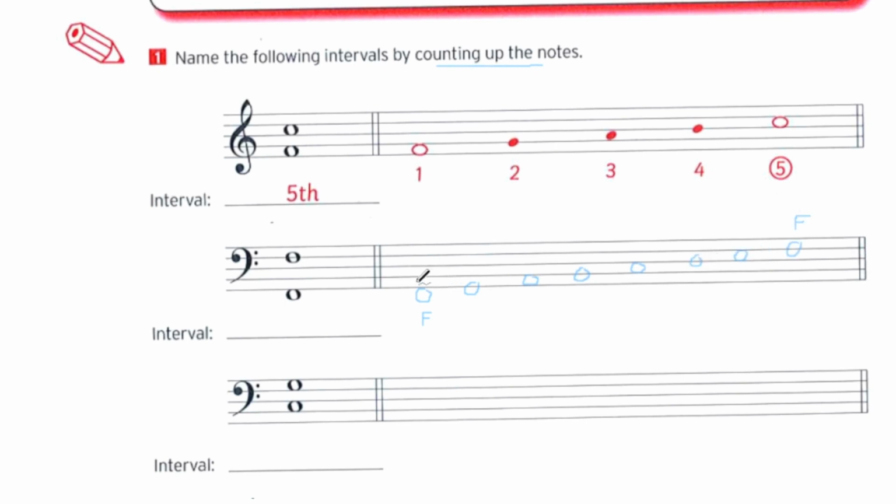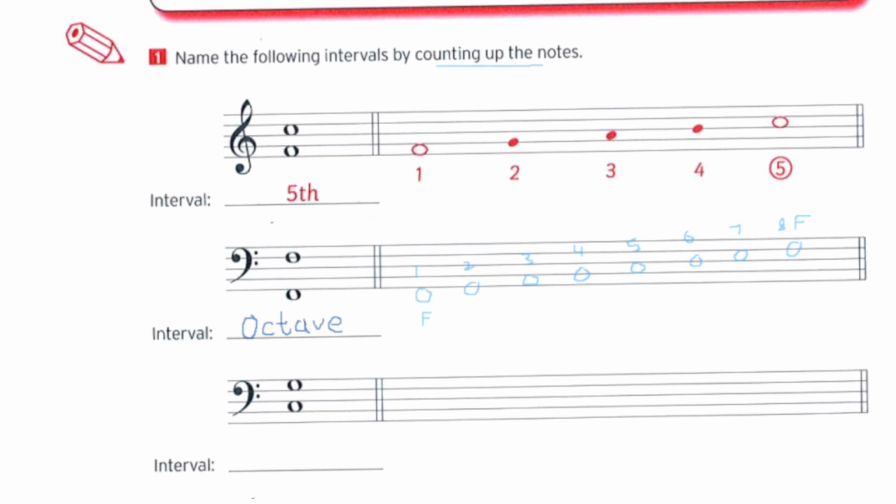Now let's count up the notes and see. From F to F there should be an octave up. 1, 2, 3, 4, 5, 6, 7, 8 notes should be there. F, G, A, B, C, D, E, F. So you can count with your fingers. There will always be 8 steps up.